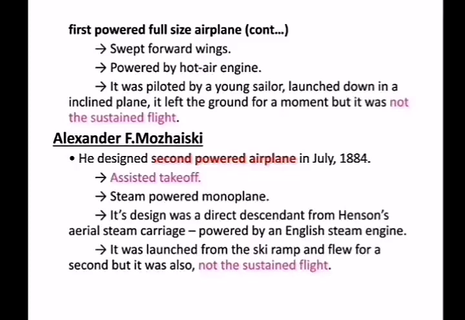Then our fourth inventor is Alexander F. Mozhaiski. He designed the second powered airplane in 1884. This also had assisted takeoff like Du Temple's airplane. This was a steam powered monoplane and its design was a direct descendant of Henson's aerial steam carriage. It was launched from a ski ramp, but it was also not a sustained flight.